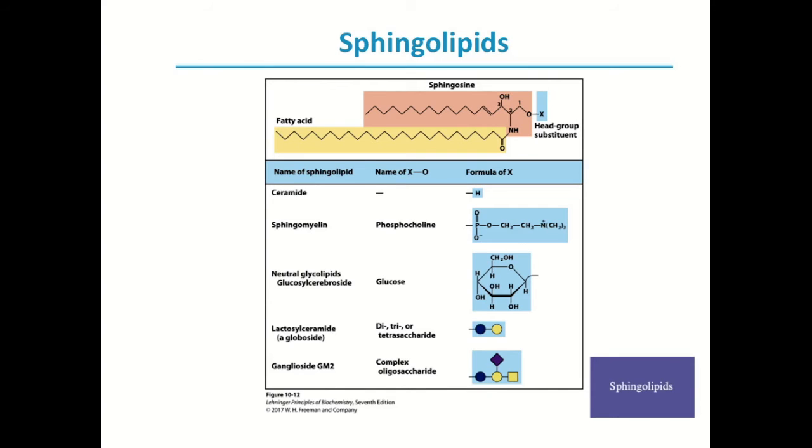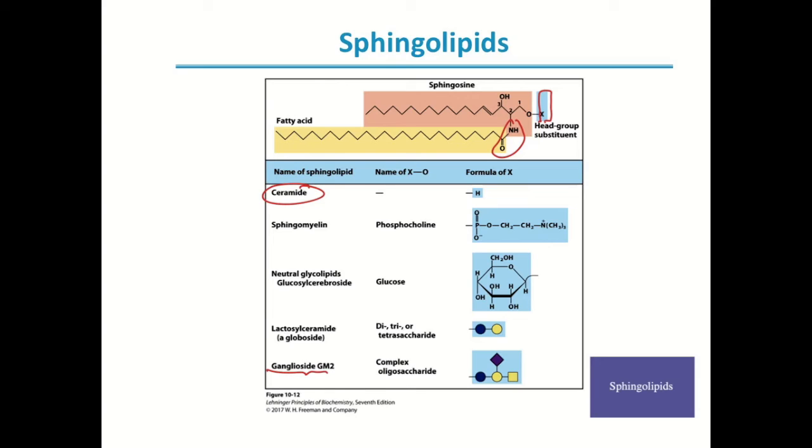So here's the general structure of a sphingolipid. So here we have the amide connection of the sphingosine to the fatty acid, and the sphingosine is shown in the pinkish color. And then you have a head group substituent. So depending on what X is, you get a different type of sphingolipid. So if X is H, you get something called a ceramide. You may have in the beauty aisle in your drugstore seen a lot of lotions that contain a high amount of ceramides because they're supposed to be lubricating and moisturizing and good for your skin.